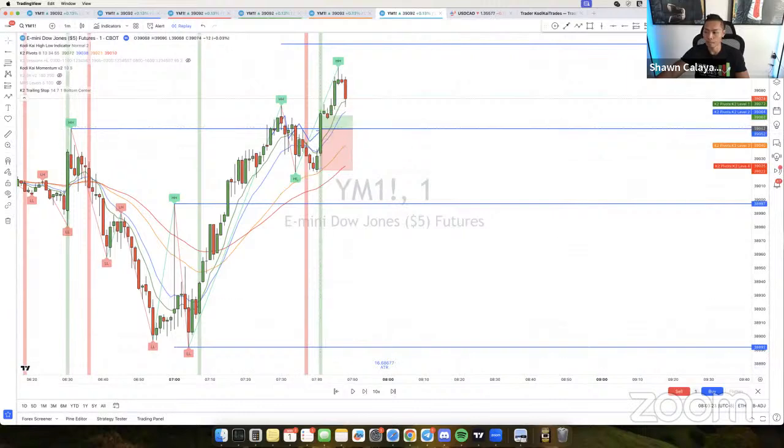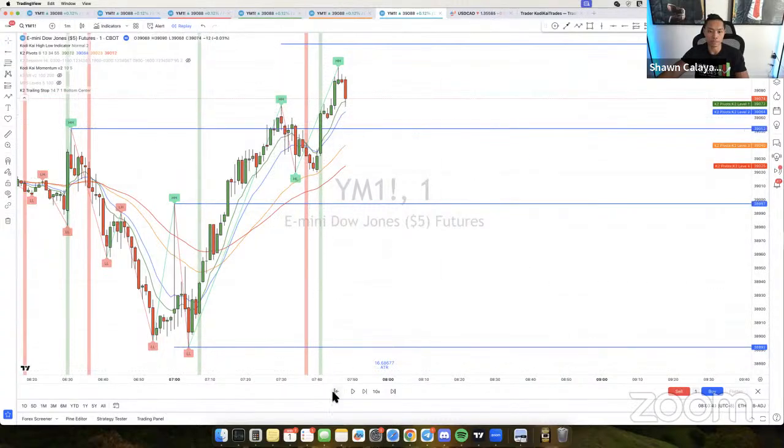So everybody does it slightly different. You can wait for a later entry like this. And if you want to wait for that third touch, then as price pulls back, you can just set your pending order right there. That's one way that I used to do it before too. You can see the price right there, 39,052.